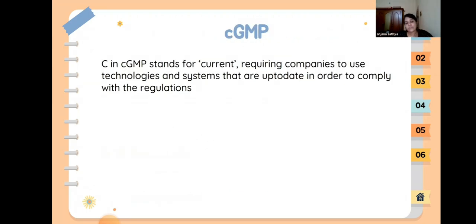And what is CGMP? CGMP stands for current GMP. That indicates requiring the companies to use technologies and systems that are up to date in order to comply with the regulations. So that is CGMP, current GMP.